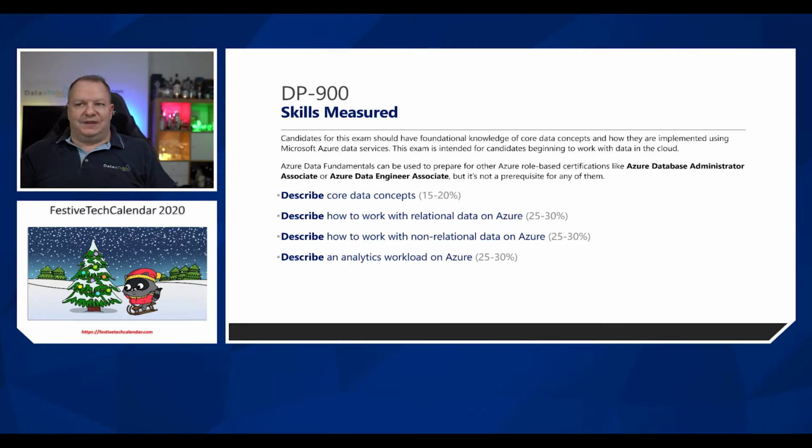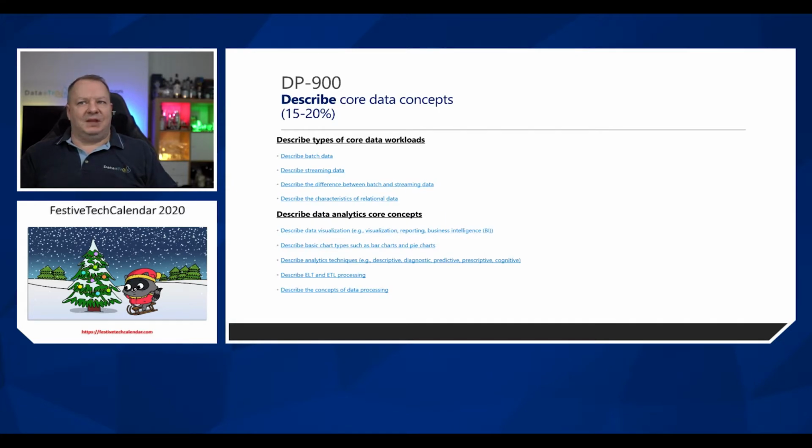So let's start with the core data concepts. Again, 15 to 20% of all questions, and this one has described types of core data workloads with a bunch of subtasks within that. So we're going to see that it's mainly describing what these are. What's batch data processing? What's streaming data? What's the difference between those? And what are the characteristics of relational data?